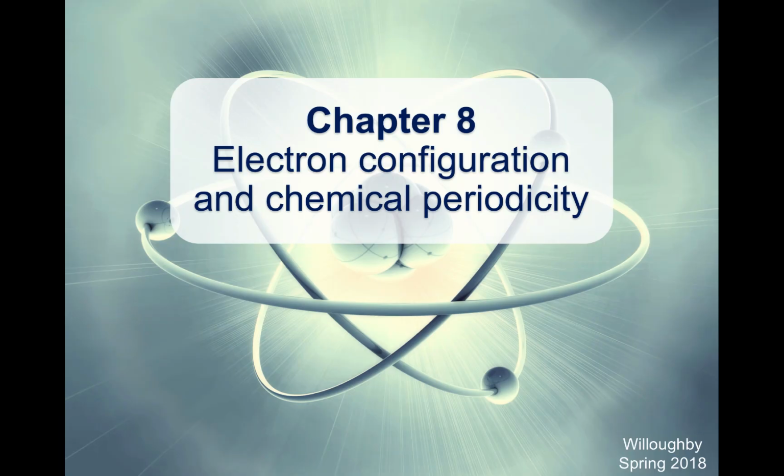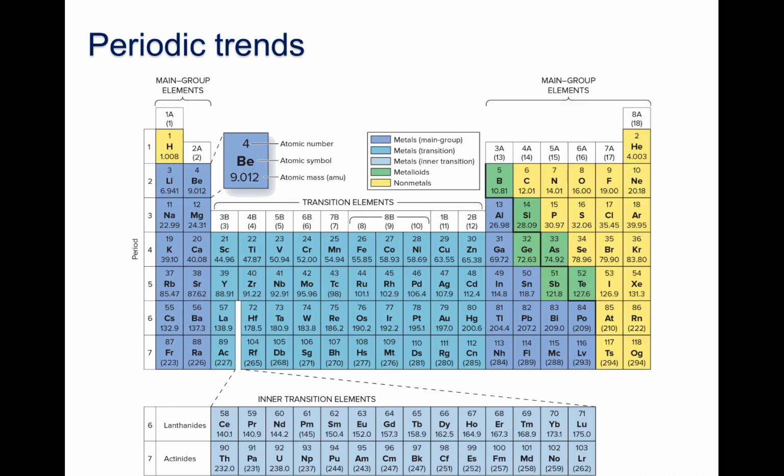Hey everyone. Chapter 8 is usually a fan favorite, electron configurations. The rules are going to seem a little daunting at first in how we distribute electrons into the specific atomic orbitals within an atom, but once you get the hang of it, students tend to really like this chapter.